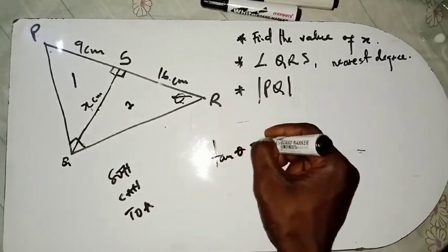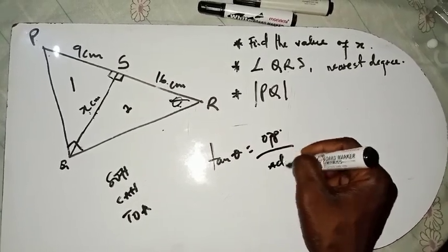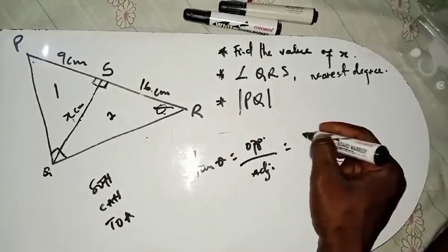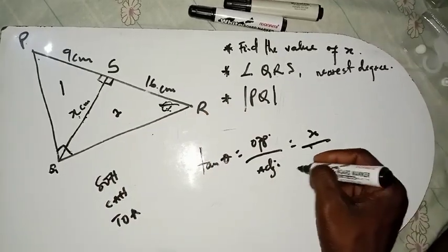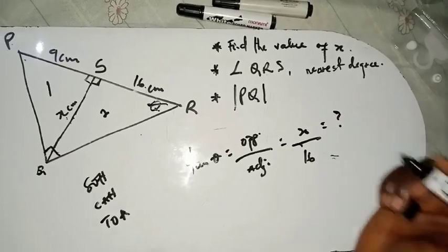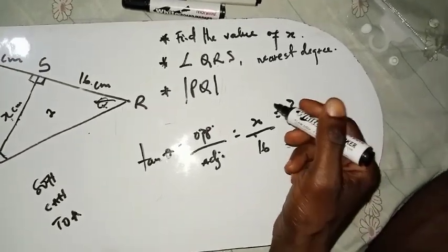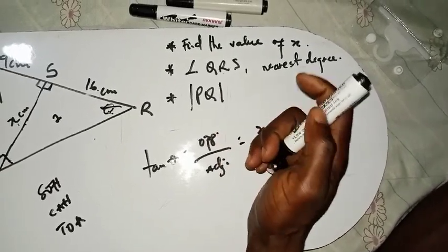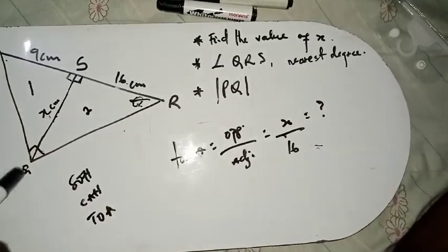So tan theta is going to be equal to opposite divided by adjacent. What is going to be our opposite? Our opposite here is going to be x. If you are here, this is opposite, right? So x divided by the adjacent, and that's equal to 16. So this one requires you to find the value of x before you can proceed to this point. That is why it's also needed for you to solve this third part of the question, that says you should find the length PQ. So PQ here.